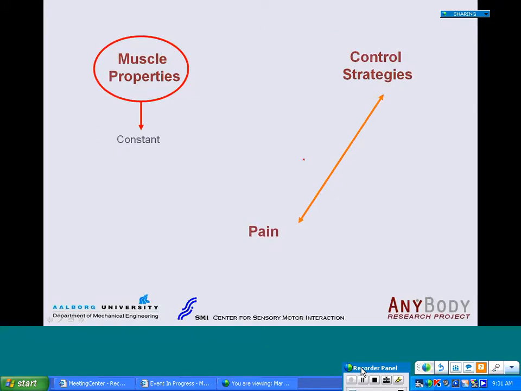And people have done that quite a lot in experimental situations. And what they have done, they have given injections with hypertonic saline to people who don't have any pain complaints. And this hypertonic saline is a model for muscle pain. In that case, you can assume that indeed the muscle properties will stay constant, and then we can study the control strategies.